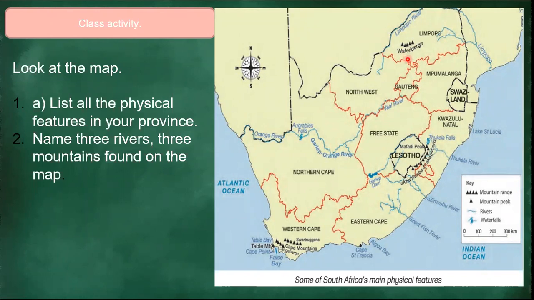Okay, let's move to the rivers. Great Fish River in Eastern Cape, and Tugela River in KwaZulu Natal, and Orange River in Northern Cape.